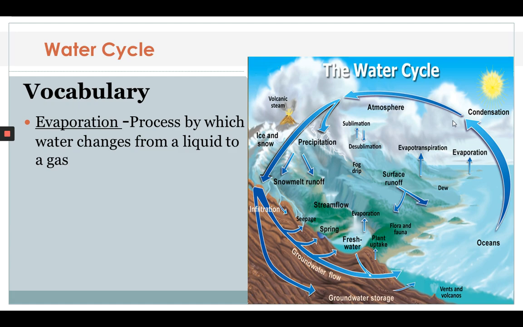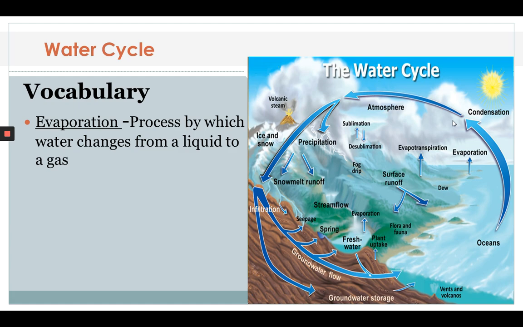As water vapor expands and rises into the atmosphere, it's called evaporation. And this is the primary pathway that water moves from a liquid state back into the water cycle in the form of water vapor. But you have to have the heat energy from the sun to cause this to happen.